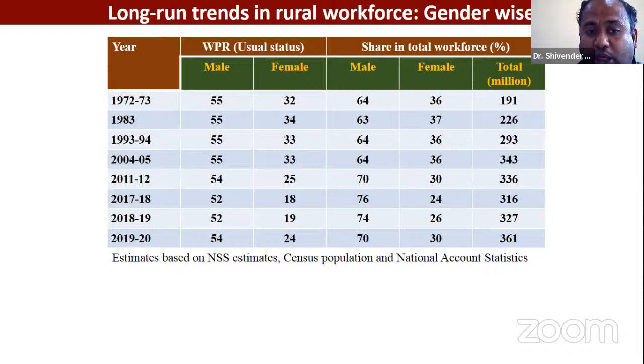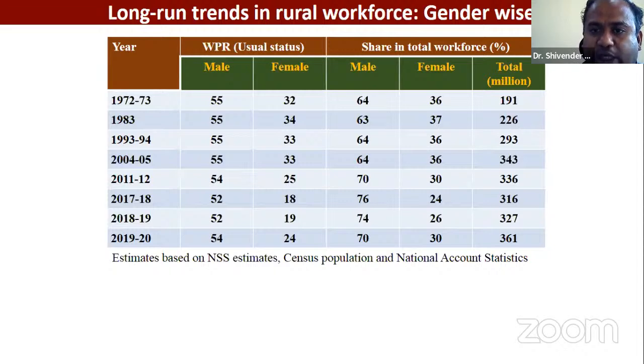1972, about 50% of the total male population used to work actually. So about 55% of the total male population used to work. So WPR was about 50%, but for female, only 32% of the female population used to work in 1972.